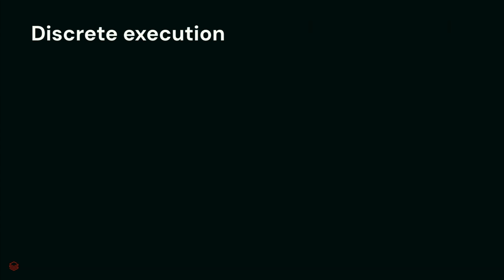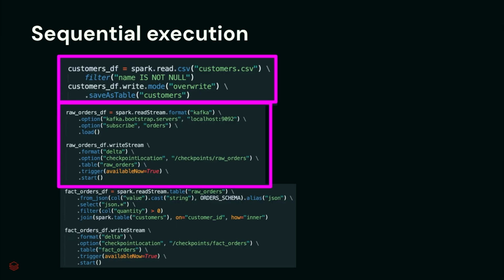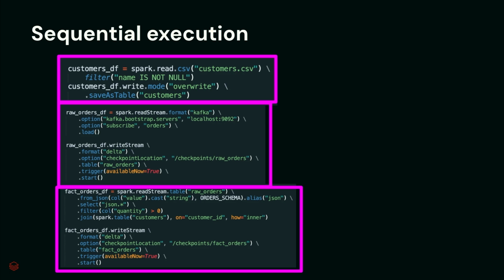For now, let's assume we want to execute our pipeline in a discrete, non-continuous way. By that I mean, each time we run our pipeline, we want it to process all of the data that's available in our sources just at that time, and when it's done, we're going to stop. We're not going to have it run forever. The simplest way to do this is just to create a script that executes our queries in order. So first we overwrite our customers table, then we update our raw orders table with the latest orders from our Kafka topic, and finally we update our fact table.